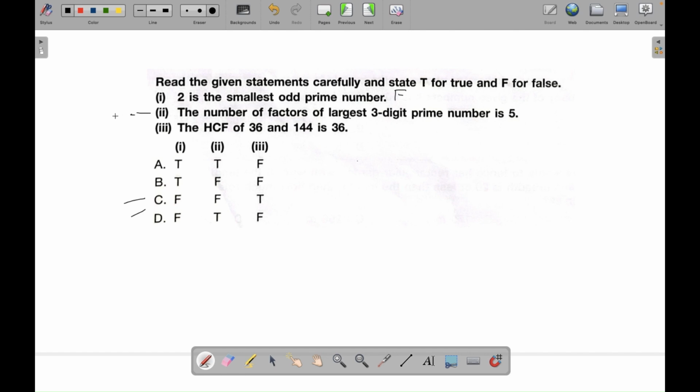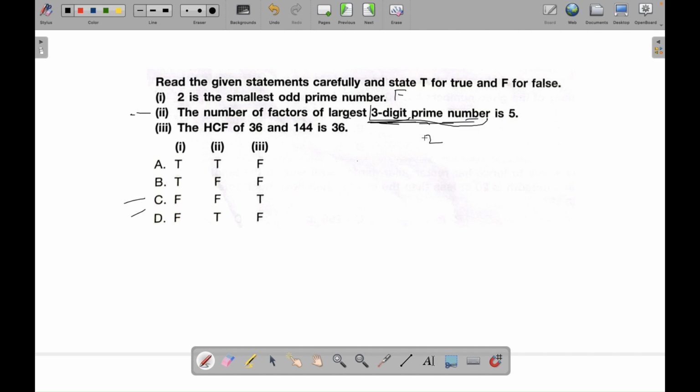Again, this question contradicts itself. So the number of factors of the largest 3-digit prime number. We don't have to write that prime number. If it is a prime number, how many factors will it have? It will have 2 factors, no matter how many digits it has.